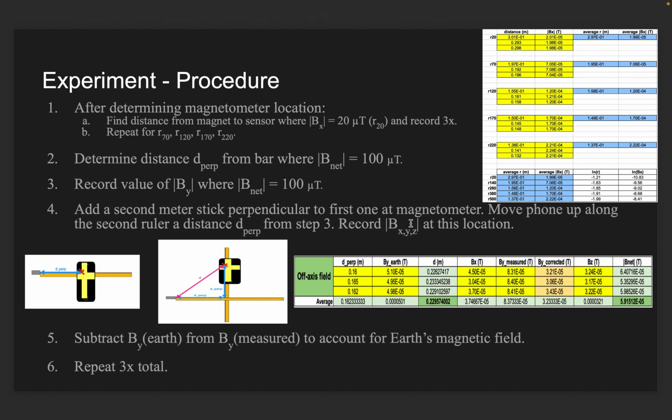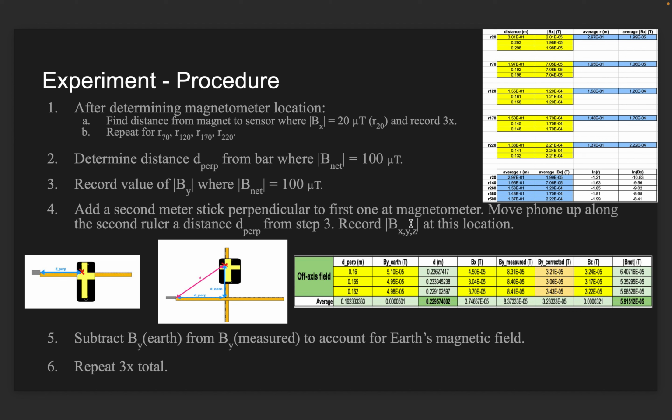So once you have your magnetometer location, our procedure is we're going to want to find the distance from the magnet to the sensor where the magnitude of our B of x value is 20 microteslas, and record it 3 times, and you're going to repeat that up to 220 microteslas. Then you're going to determine a distance d perp from the bar where B net is equal to 100 microteslas. You're going to record the value of the magnitude of By where the total magnitude B net is equal to 100 microteslas.